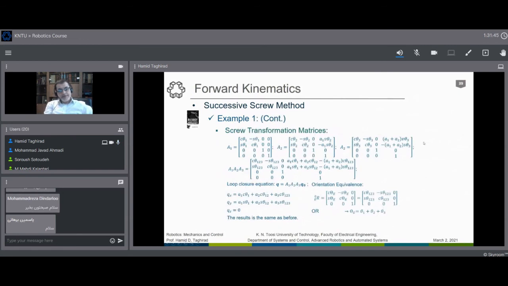Can I add one more thing? Sure. My issue is that when the robot is moving, the screw axis of the following links changes. So it's very interesting that it doesn't need to consider that.